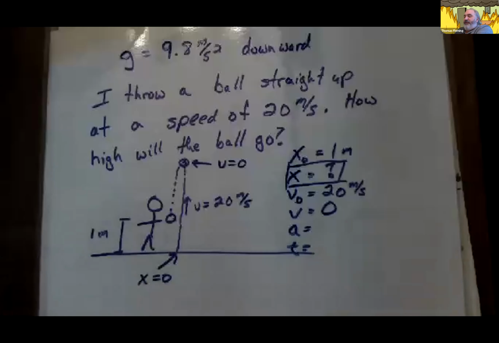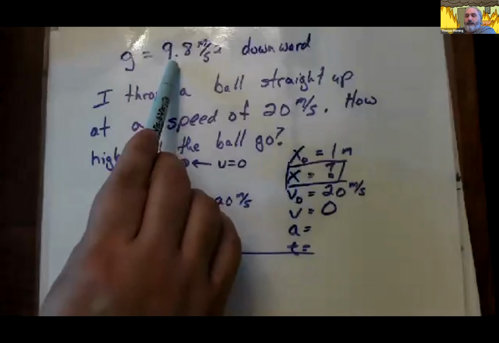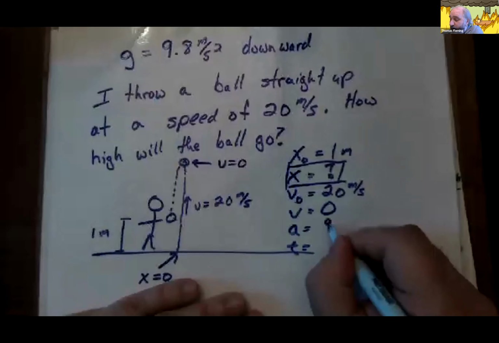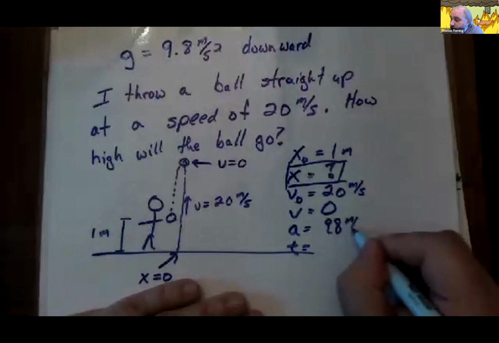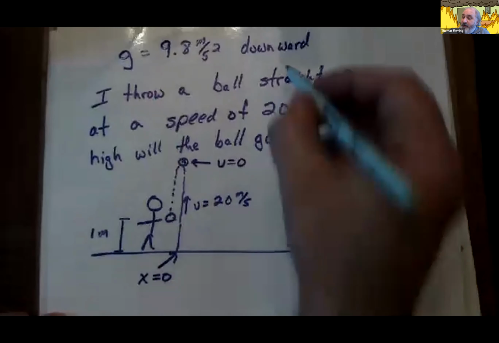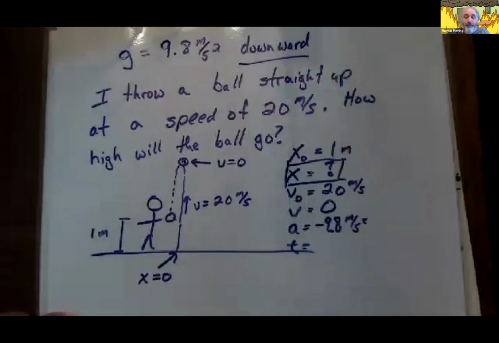Once I let it go, it's already traveling upward at a speed of 20. But once I let it go, what's affecting its motion besides gravity? Nothing. And if only gravity is affecting you, what's your acceleration? Right? There we go. Okay. So the acceleration is 9.8 meters per second squared. However, I have up being the positive direction, and it's downward, so I'm going to slap a minus sign on it.